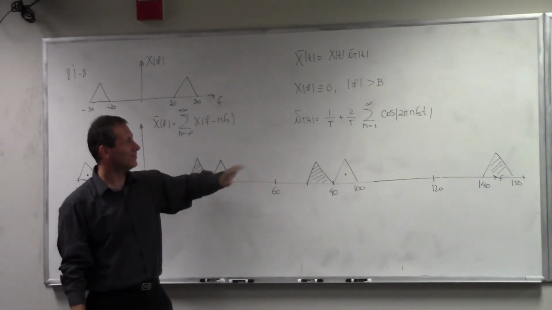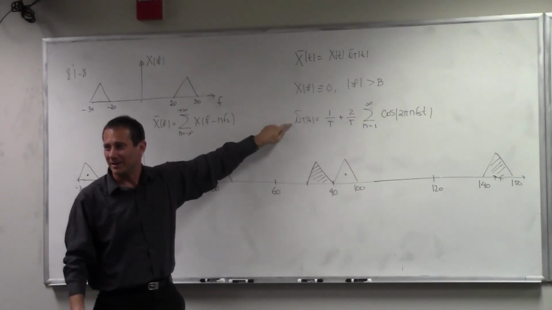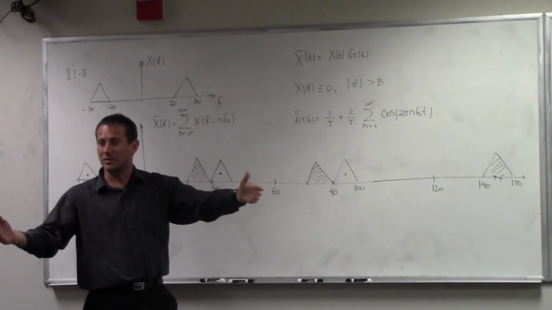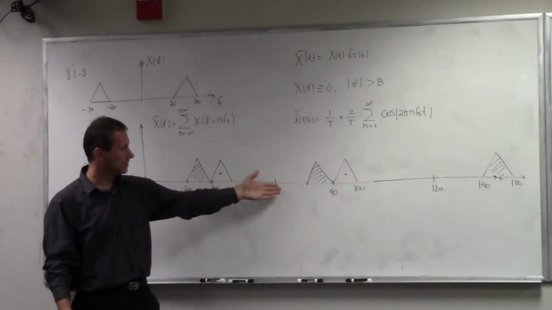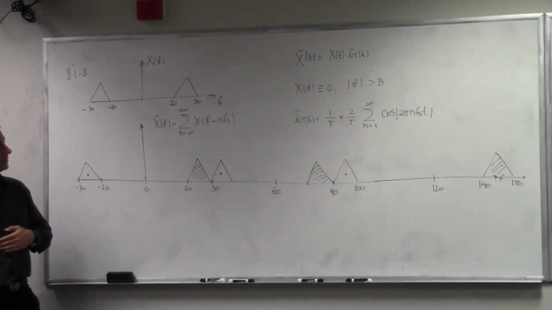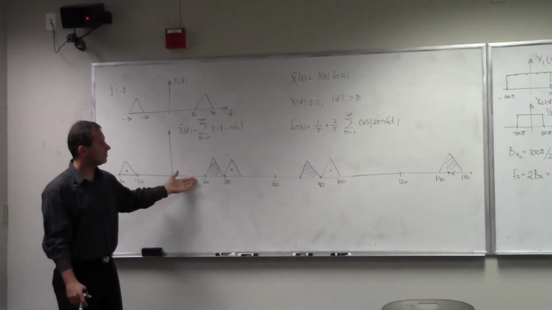So that's how you would go about this. You take the Fourier transform of this, you get a whole bunch of impulses, and when you convolve these impulses with the signal, you end up with the periodic extension in frequency. So now this is the spectrum of the signal.